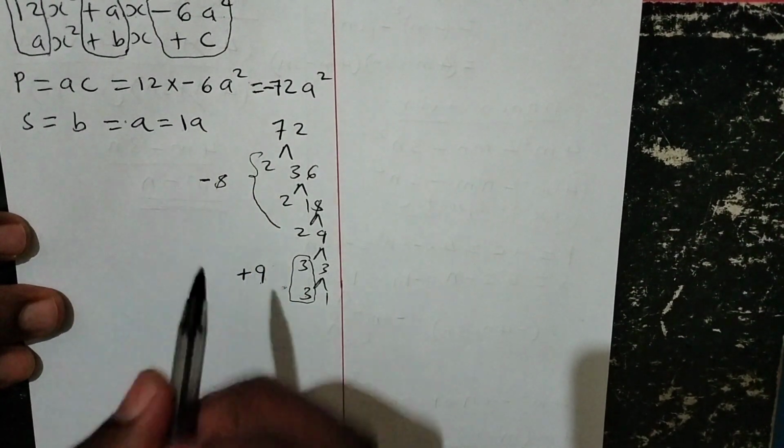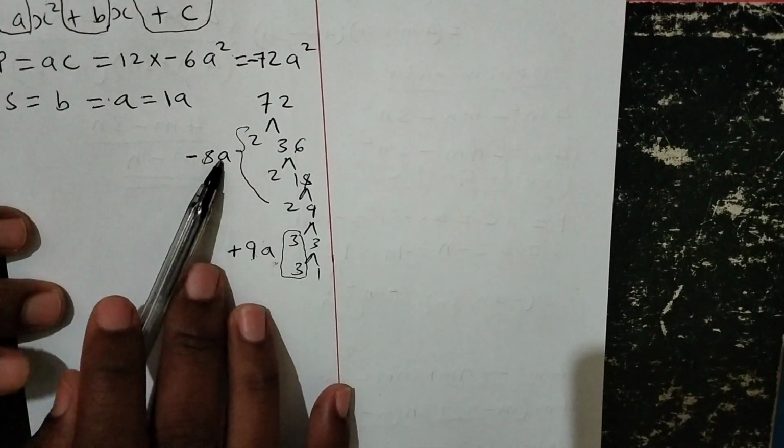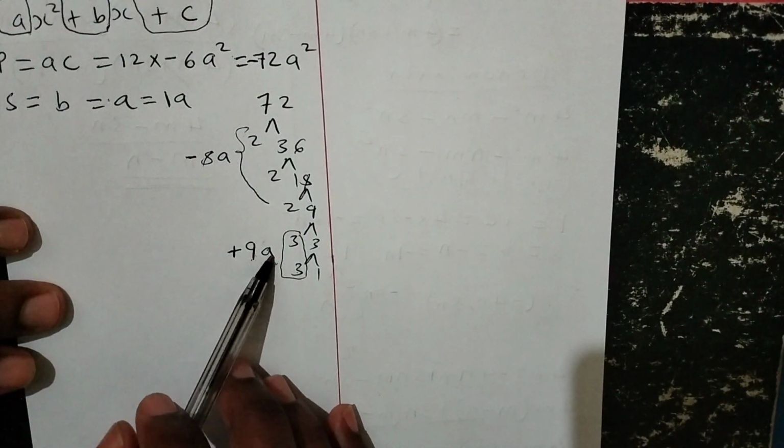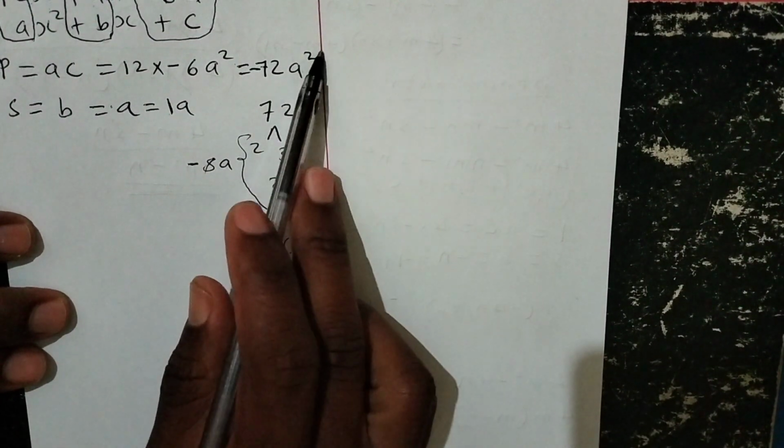Then of course I need an a, so I'll add a here and also a here, so that if I take negative 8a times 9a, negative 8 times 9, I get negative 72. a times a, I get a squared.